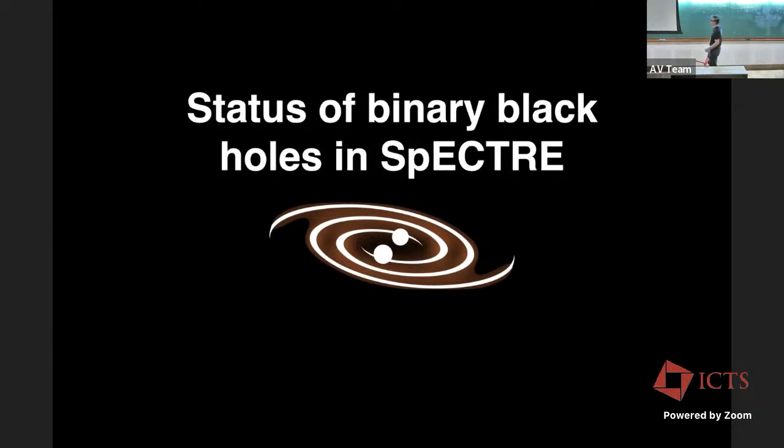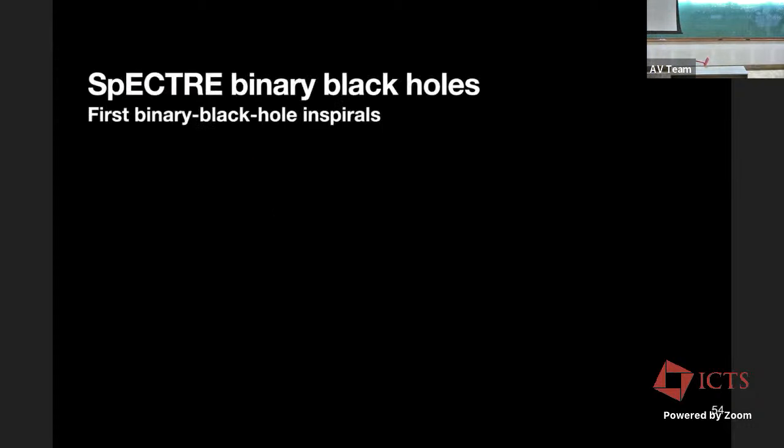So what's the status of binary black holes in SpECTRE? We are currently able to do our first inspirals with 2 black holes. And this turns out to be complicated all by itself. Besides all the formalism that I've introduced this week, if you have 2 black holes, you have singularities in them.